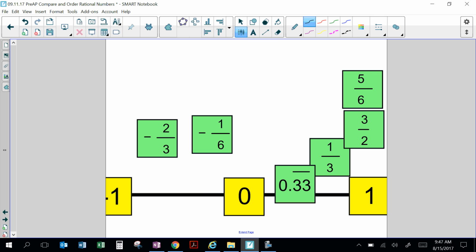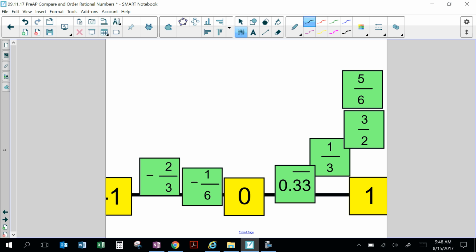-1/6. That's a little less than half. So that goes right here. Because half, -1/2, would be right in the center. This is a little more than 1/2, so it goes right here. That's one way I could have done it. Another way I could have done it is using common denominators of 6. Scale factors times 2. That's -4/6. -4/6 is lesser than -1/6.